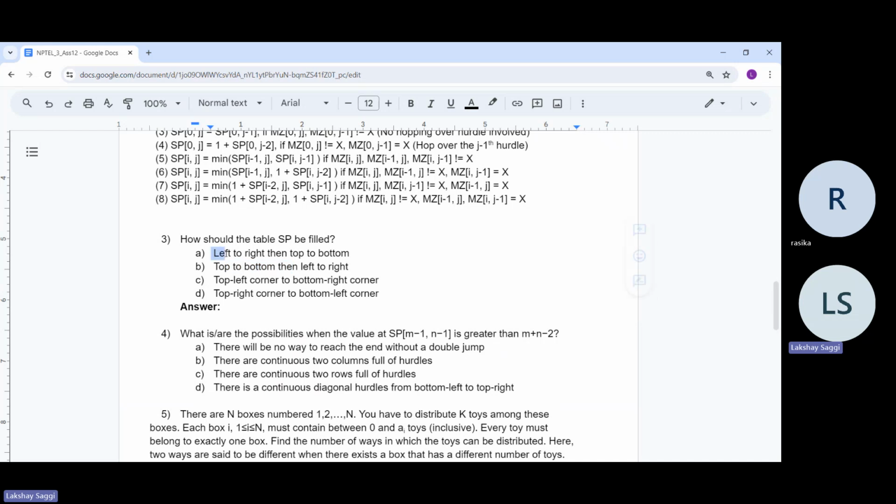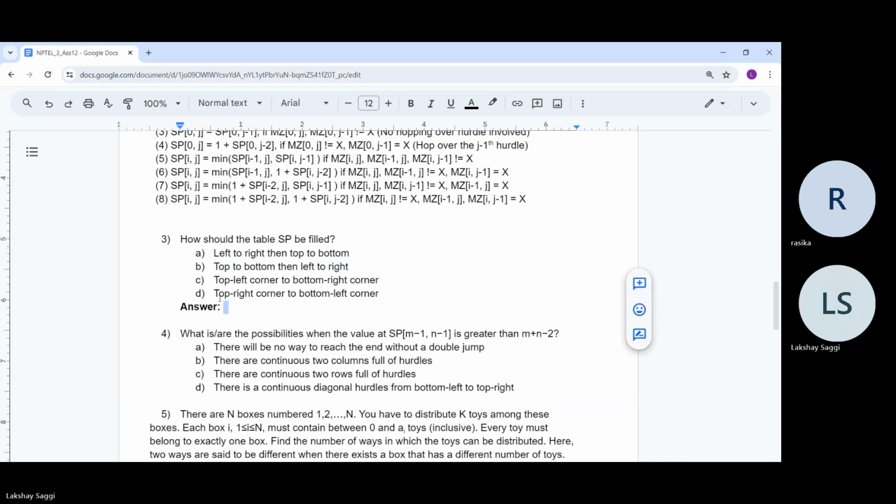So consider these as for loops. What this is saying is that the first for loop would be going from left to right, and the nested for loop will be going from top to bottom. And similarly, this is saying first for loop is going top to bottom, and the nested for loop will be going from left to right.